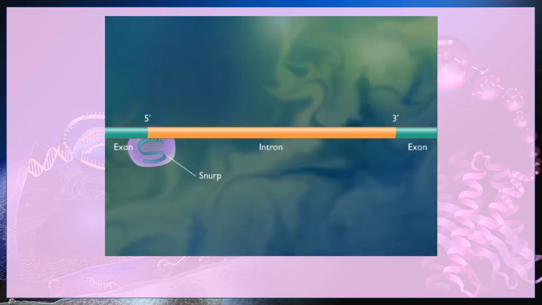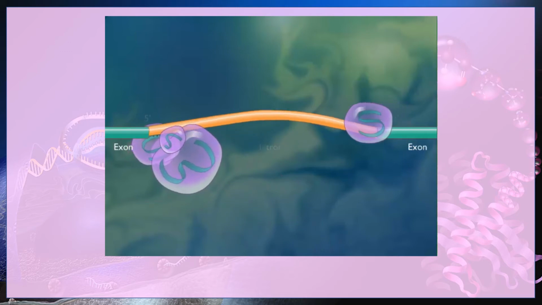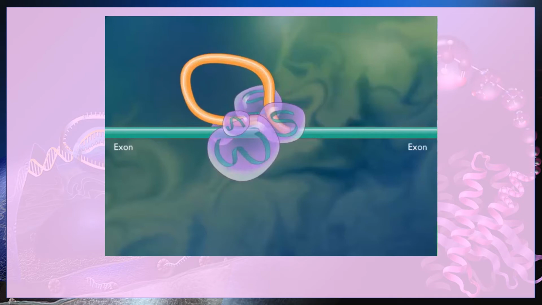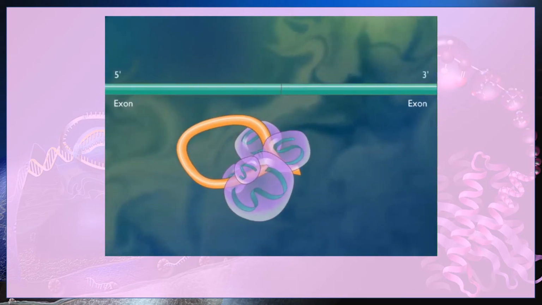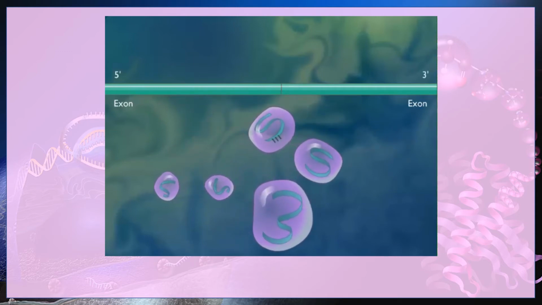Formation of the spliceosome begins when one kind of snRNP binds to the 5' end of an intron, and a different kind binds to the 3' end of an intron. Additional snRNPs then interact with the complex, bringing the two ends of the intron together and causing the intron to form a loop. This also gathers all of the snRNPs together as the completed spliceosome. The intron is then cut out and the exons are joined, or spliced together. The spliceosome then falls apart as the snRNPs are released.